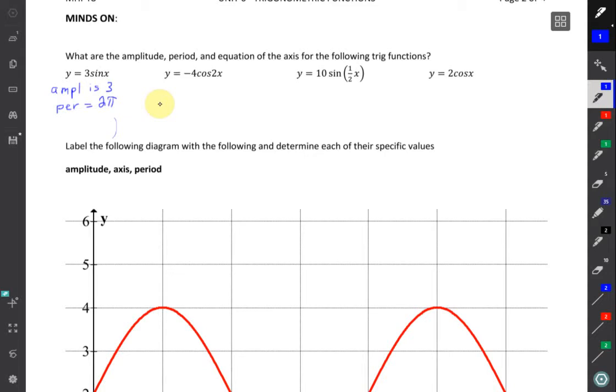And the equation of the axis, and remember it is an equation, so you need a y equals. Because there's no vertical translation, there's no c value here. So there's no constant out here that adds to the y value to translate this up or down. Therefore, the x-axis is the equation of the axis, so it's y equals 0 for the equation of the axis. And I'm just going to label this as the axis.